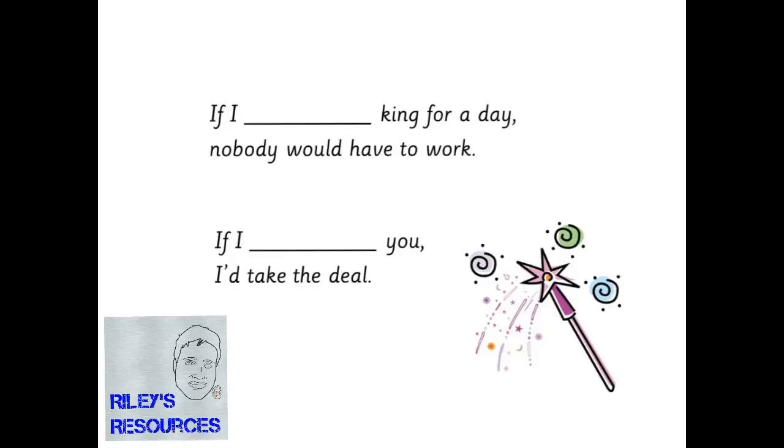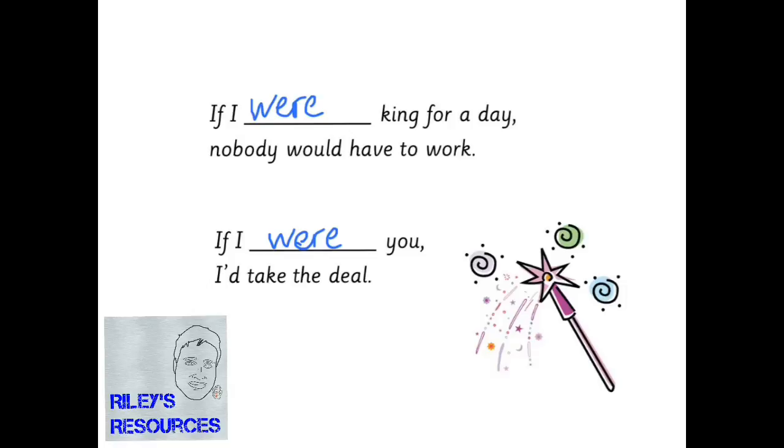And here we have the most common example of subjunctive form. This is where you're showing a hope for the future, a wish. It's kind of like you're imagining a perfect world. So for the first one, if I something king for a day, nobody would have to work. If I were king for a day, nobody would have to work. And the second one, if I something you, I'd take the deal. Well, actually, we're going to use were again. If I were you, I'd take the deal.